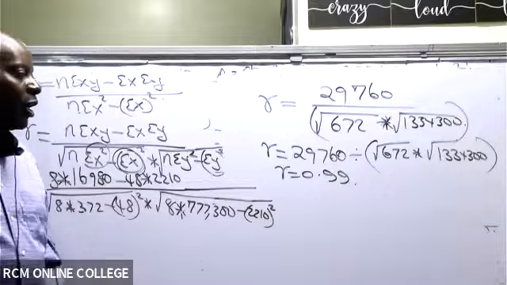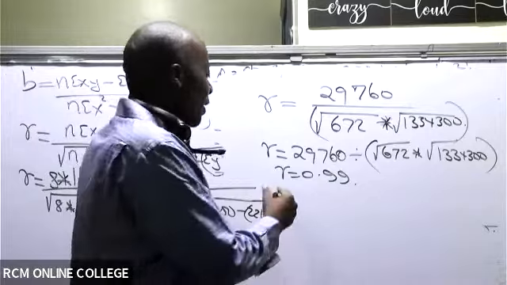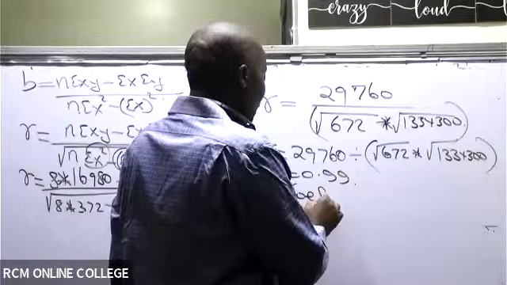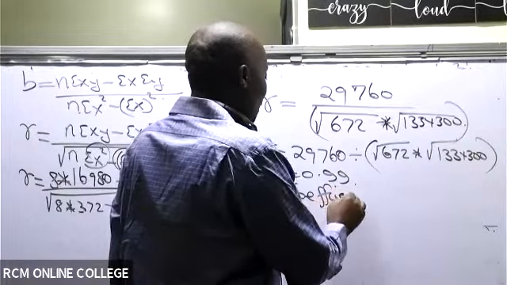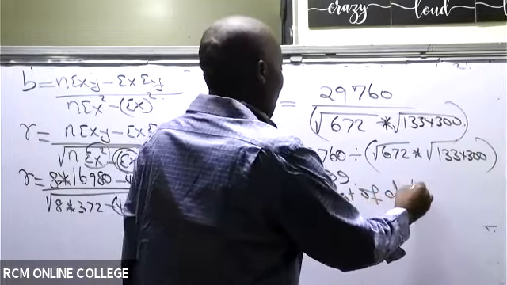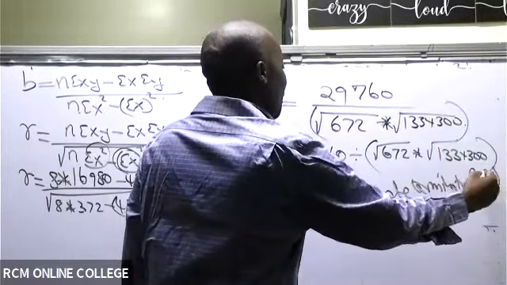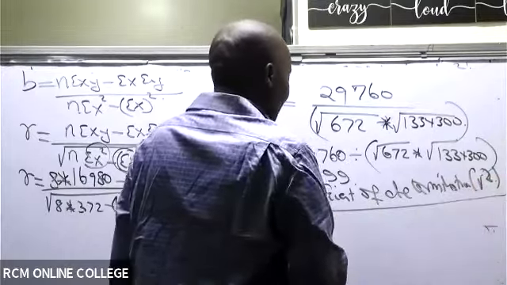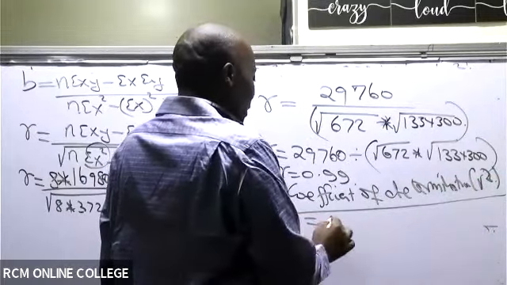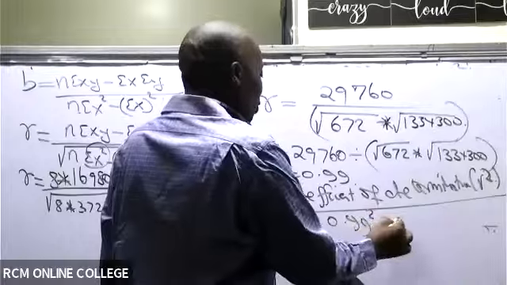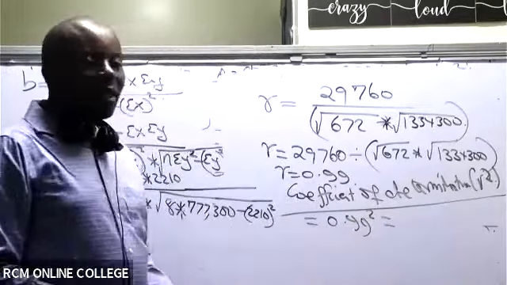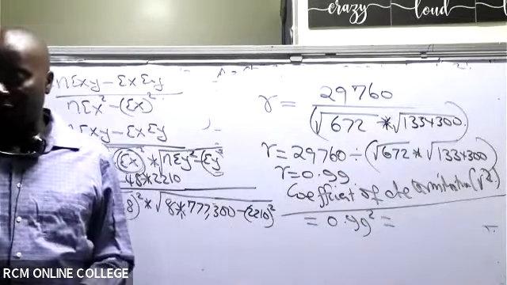Thank you very much. But now don't forget that we wanted to get what we call the coefficient. They wanted us to give them the coefficient of determination, which is r squared. So this one here will be 0.99, whatever you have there, you square.